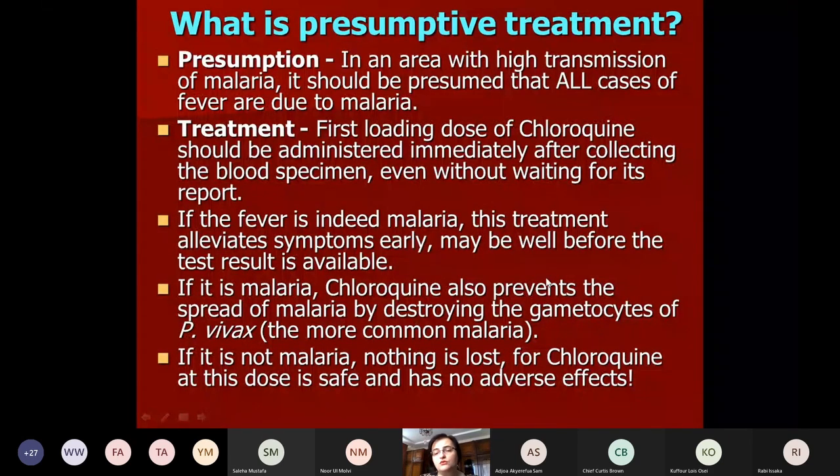If it is malaria, chloroquine also prevents the spread of malaria by destroying the gametocytes of Plasmodium vivax, the most common malaria. If it is not malaria, nothing is lost, for chloroquine at this dose is safe and has no adverse effects.